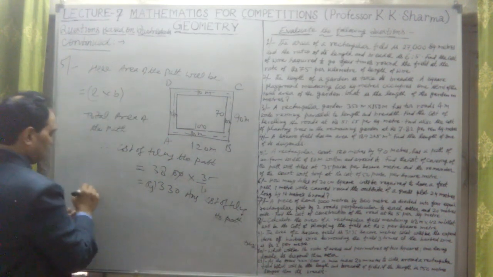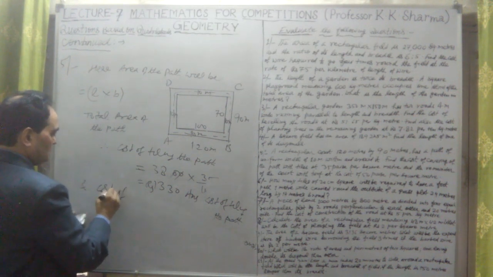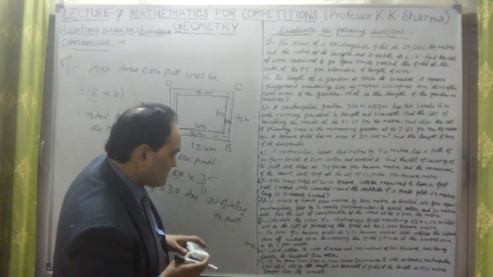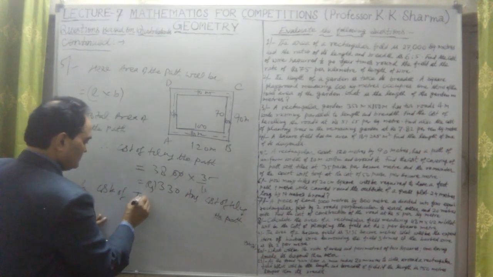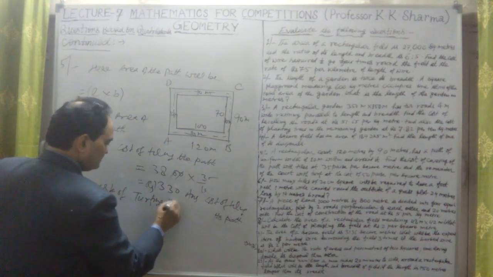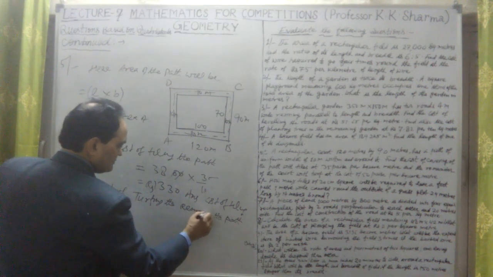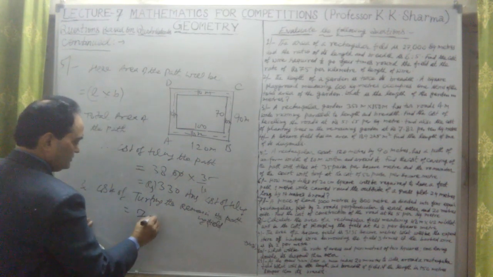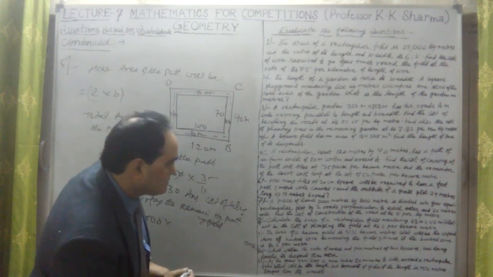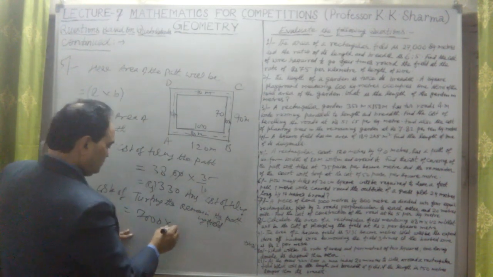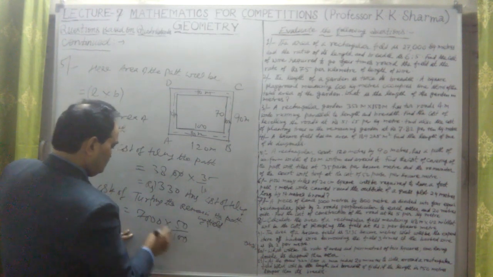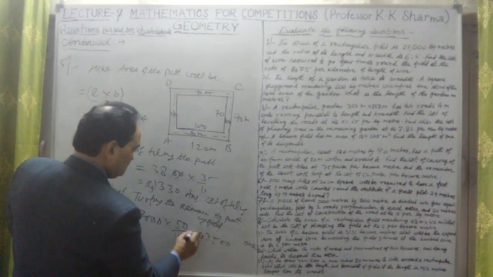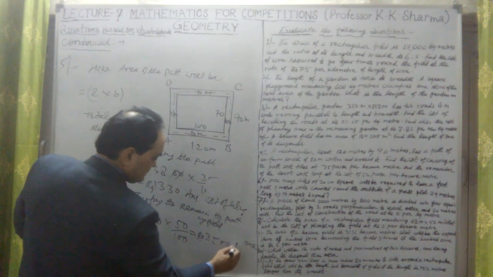Now the cost of the remaining field. What is the turfing? The cost of turfing the remaining field is equal to 7,000 area into the cost, which is 50 paisa per square meter, so into 50 upon 100. The zeros cancel out, 70 into 50, that is 3,500 rupees. Rupees 3,500 is the second answer.